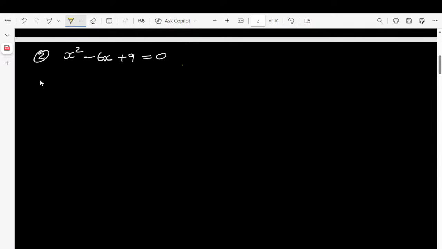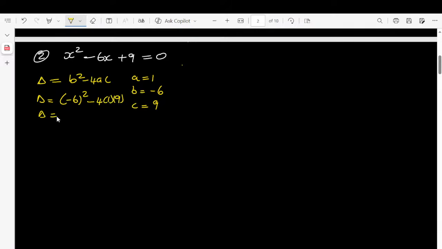Remember the first thing: find the discriminant. You need to know the value of a, which is 1. The value of b is the coefficient of x, which is minus 6, and the value of c is just 9. Then we substitute all the values: b is minus 6, squared, minus 4 times a, which is 1, times c, which is 9. On the calculator, 6 squared is 36, and 4 times 9 is 36. So this is 36 minus 36, which equals 0. The discriminant is 0.